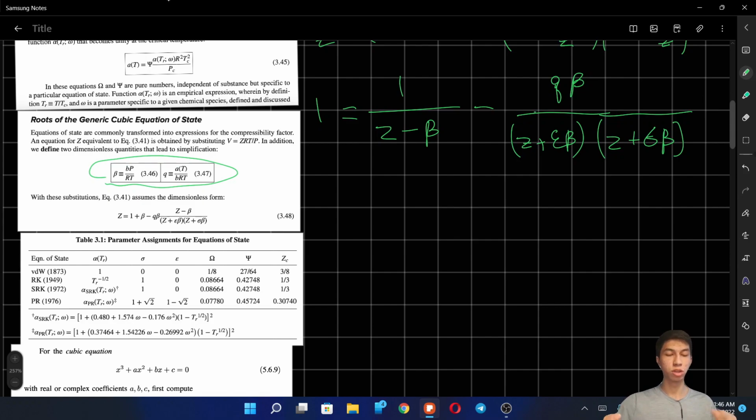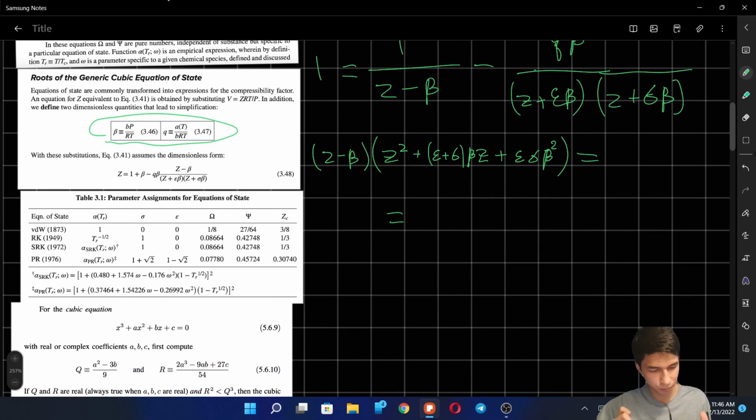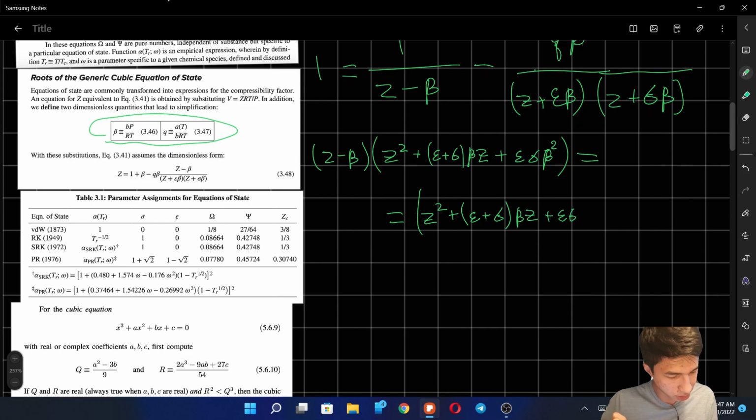So what we can do now is to give the least common denominator and try to find the coefficients of the terms. So if we give the common denominator, it's going to be z minus beta multiplied by this thing, which is going to be z squared plus epsilon plus sigma beta z plus epsilon sigma beta squared, which is going to be equal to this thing again multiplied by 1. So we'll have z squared plus epsilon plus sigma beta z plus epsilon sigma beta squared minus q beta, multiplied by z minus beta, right?